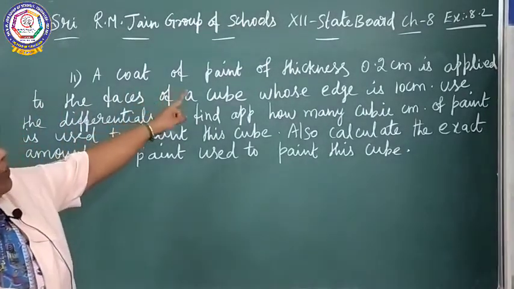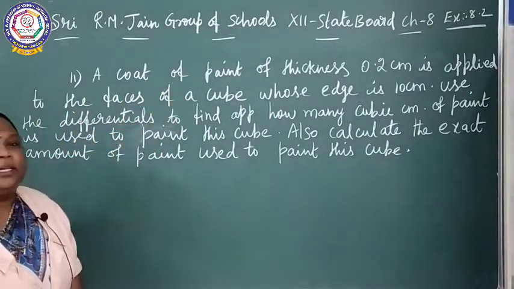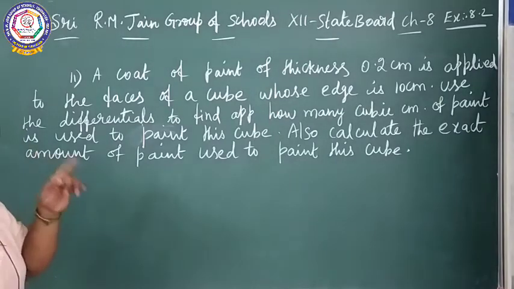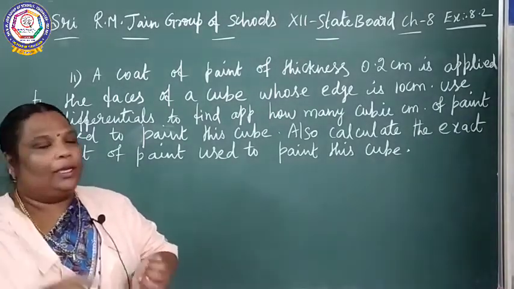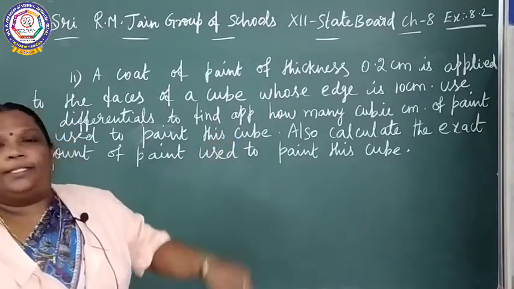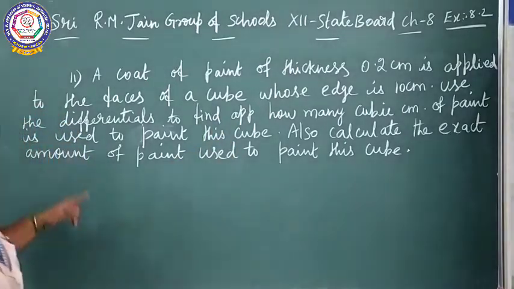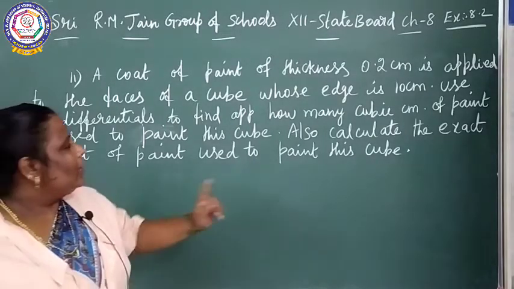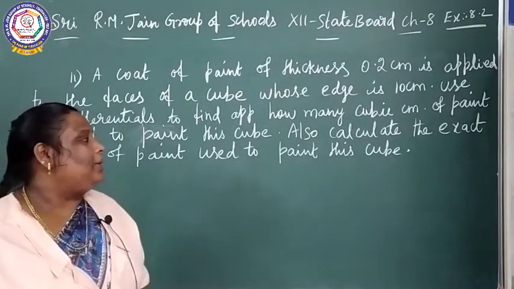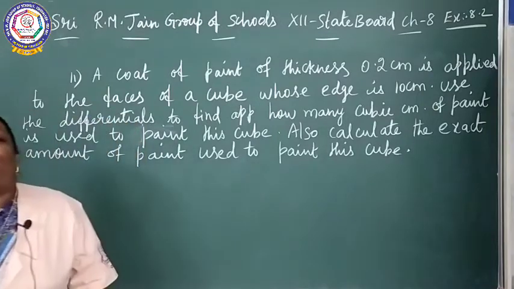See the 11th sum. A coat of paint of thickness 0.2 centimeter is applied to the faces of a cube. You know the cube. You think of the dice. So a cube whose edge is 10 centimeter. Use differentiation to find approximately how many cubic centimeter of paint is used to paint the cube. Also calculate the exact amount of paint used to paint the cube.